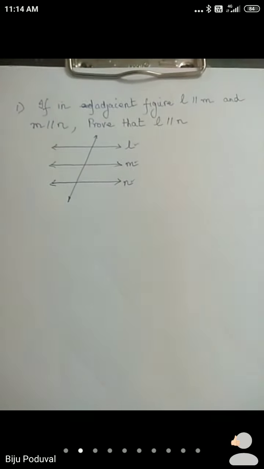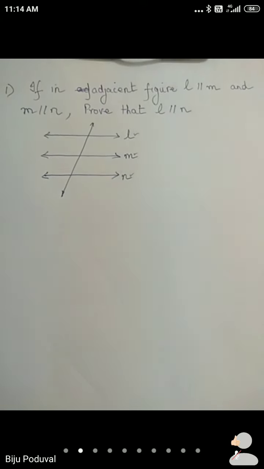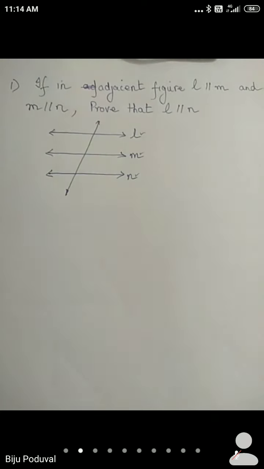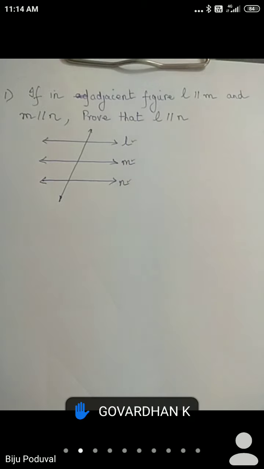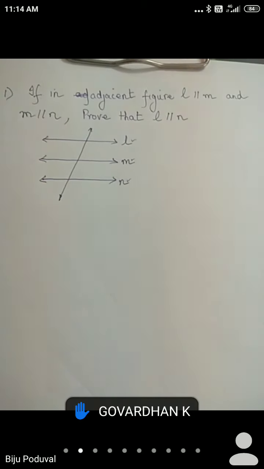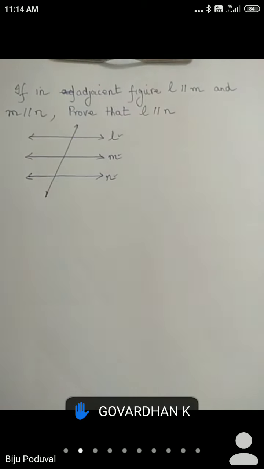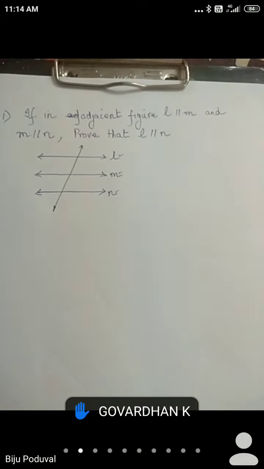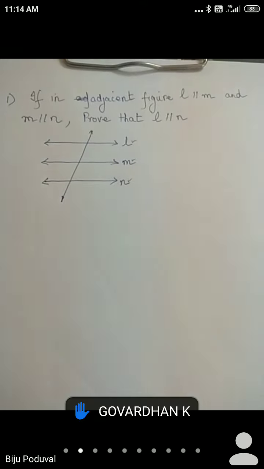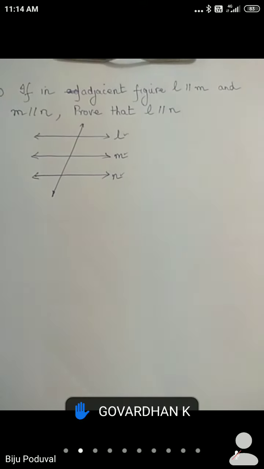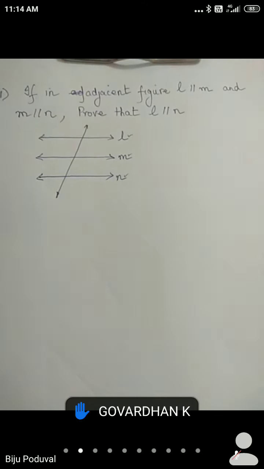Very good. Now I have to prove that a particular line is parallel to another line. What is my thinking? What should I do? Subhashri, we need to prove L is parallel to N. How will you prove it? Yes, somehow we have to find out if corresponding angles are going to be equal or not.